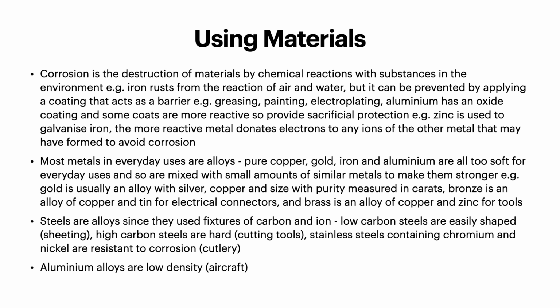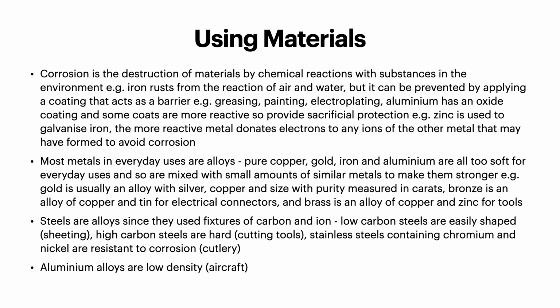Most metals in everyday uses are alloys, so pure copper, gold, iron and aluminium are all too soft for everyday uses, and so are mixed with small amounts of similar metals to make them stronger. For example, gold is usually an alloy with silver and copper, and the purity of it is measured in carats.